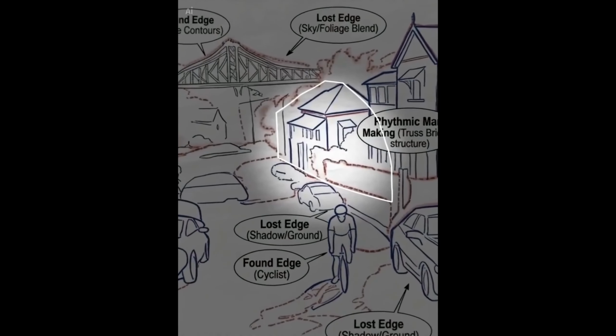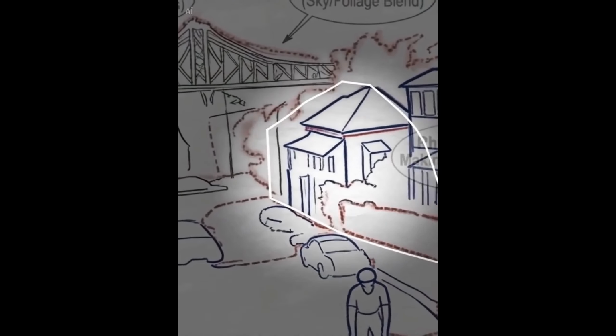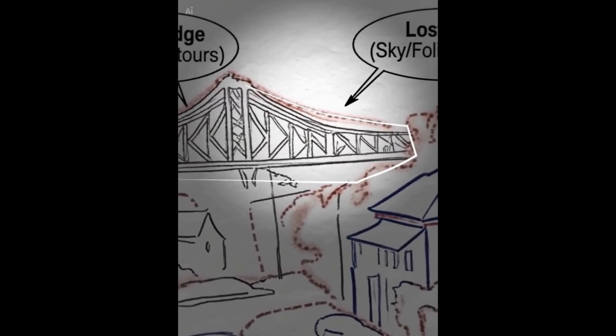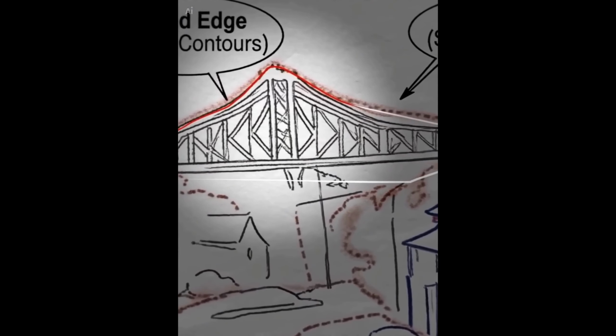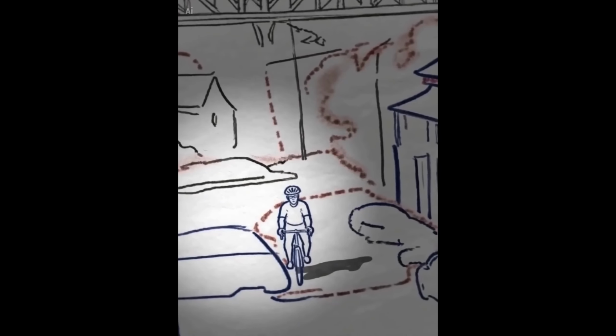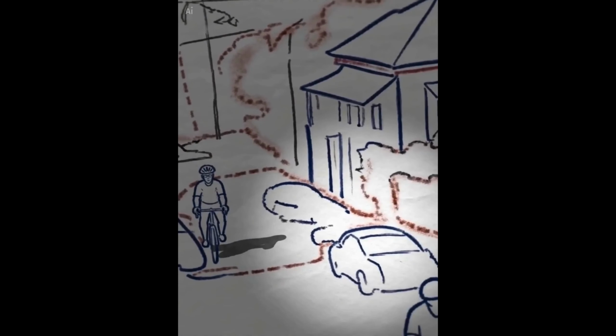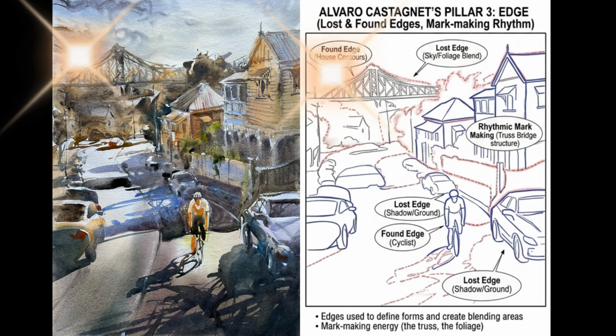Pillar 3. Edge. Lost and found edges, mark-making rhythm. Edges control where the eye travels and where it rests. Found edges. The house contours and the cyclist are sharp and clear. These are our points of focus.